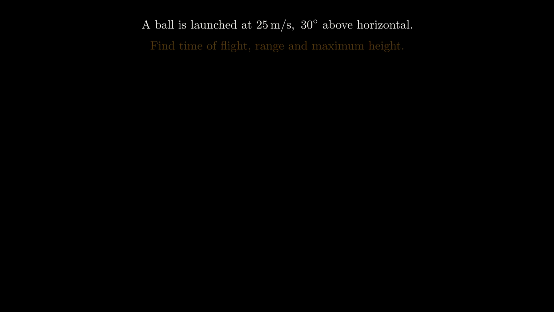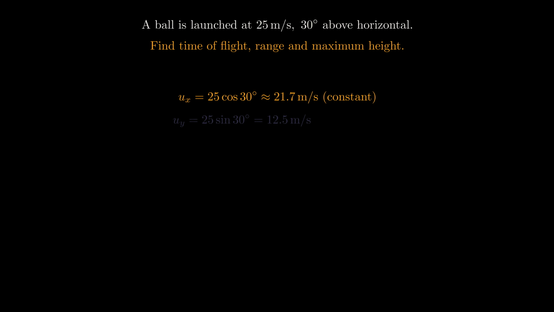Number 3. The full projectile. And this is where resolving pays off. A ball is launched at 25 meters per second, 30 degrees above the horizontal. Find the time of flight, the range, and the greatest height. Step 1, always: resolve the launch velocity into components. Horizontally, 25 cos 30 is about 21.7 meters per second, and that stays constant the whole flight. Vertically, 25 sin 30 is 12.5.